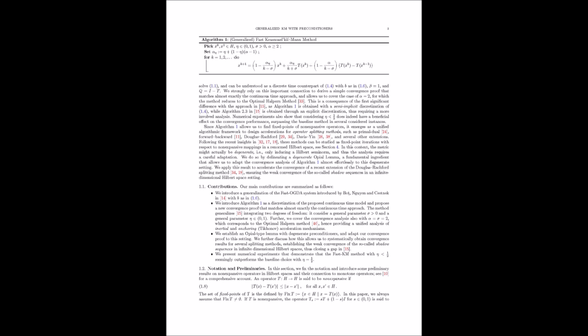Now, here's where things get really exciting. In section 5.4, they take their generalized FAST-KM method out of the theoretical playground and apply it to two real-world problems: optimal transport and the geometric median problem. This is where the rubber meets the road. Tell me more about this optimal transport problem.